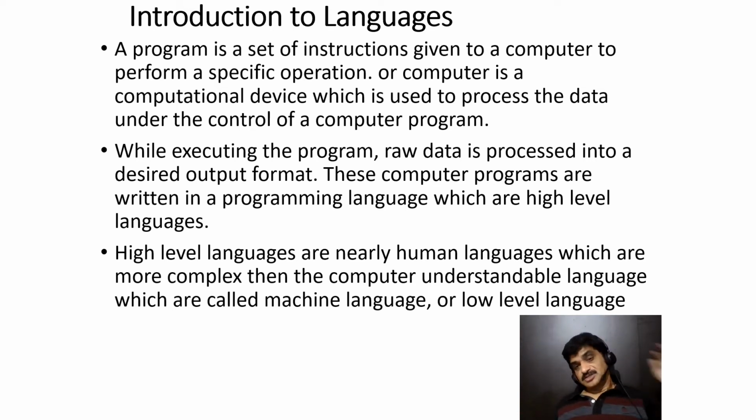Previously what we understood is, we discussed the languages. We understood computer needs to understand our instruction in some other language which humans cannot understand, only machines can understand. That is why that is called machine language or low level language.